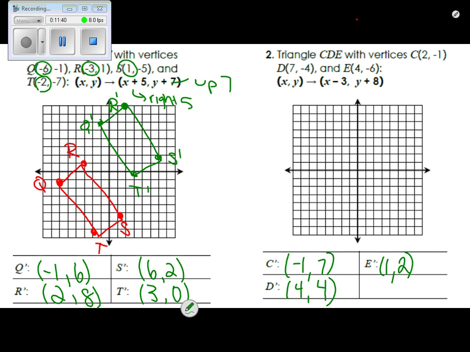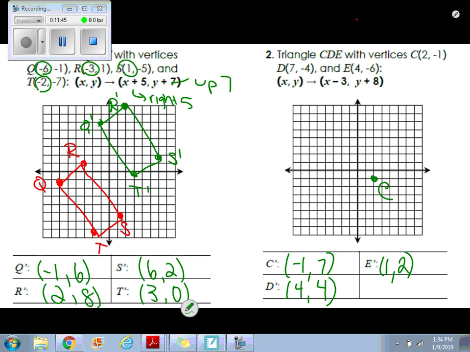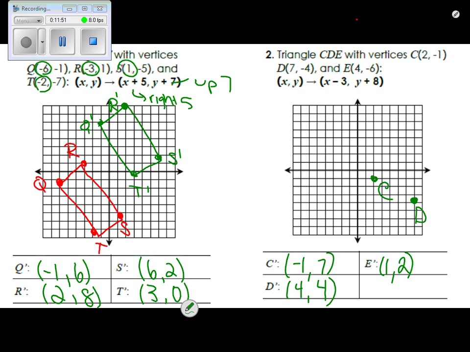So, 2, negative 1, better. There's my C, 7, negative 4. There's my D, and E is 1, 2, 3, 4, up or down 6. There's my first triangle.